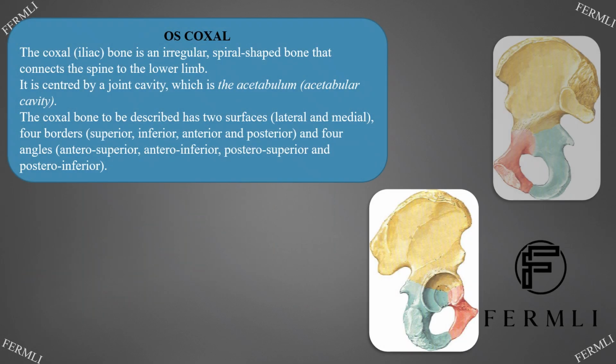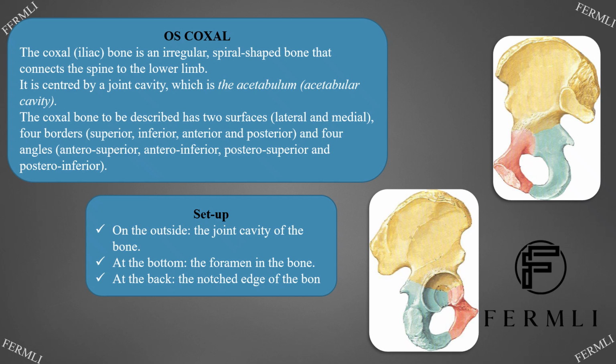Os coxal. The coxal, or iliac, bone is an irregular, spiral-shaped bone that connects the spine to the lower limb. It is centered by a joint cavity, which is the acetabulum, the acetabular cavity. The coxal bone is described as having 2 surfaces, lateral and medial, 4 borders, superior, inferior, anterior and posterior, and 4 angles, anterosuperior, anteroinferior, posterosuperior, and posteroinferior.